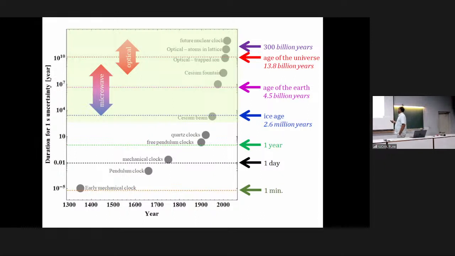And from there, we have come this far today. We don't have the nuclear clock yet, which is under research at the moment, but the optical clock, which exists in the world, is inaccurate by 1 second over 300 billion years.